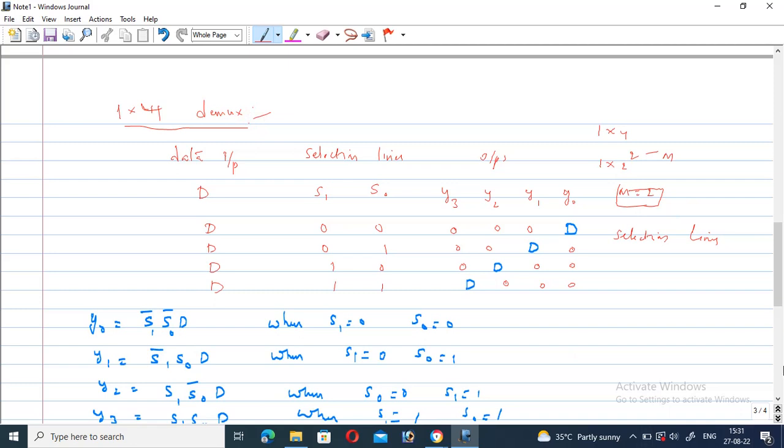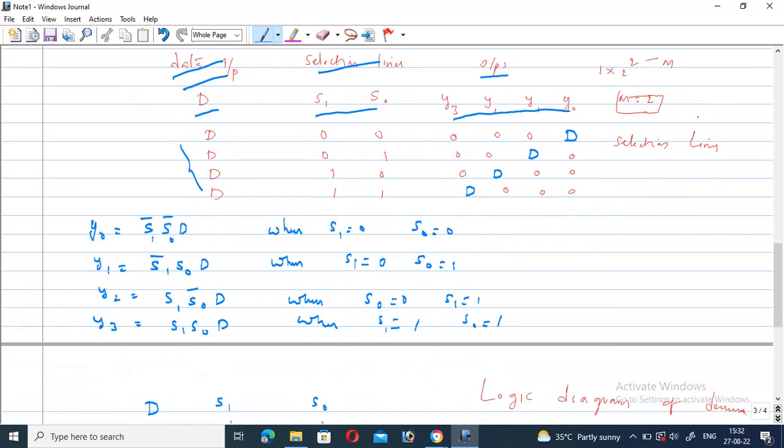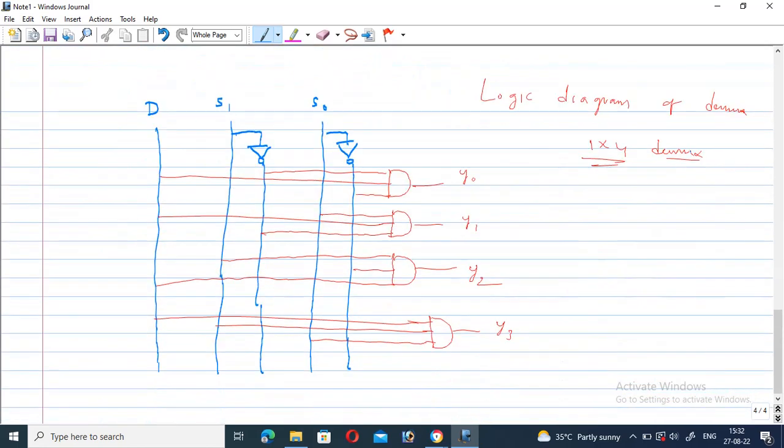Okay, so if you look at the truth table, D is an input line, so this is nothing but data input, selection line, output. Okay, so these are the possible combinations. This is nothing but output lines, this is nothing but input line. These are all the possible cases. Okay, so this is a logic diagram.